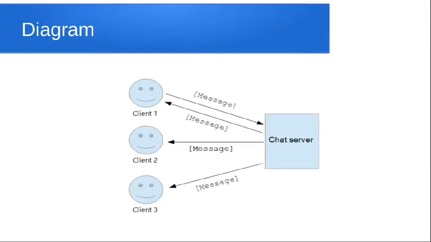Here you can see three clients are there: client 1, client 2 and client 3. You can consider these clients as a browser. So client 1 here is sending a message or request to the chat server, and the chat server is sending a message or response to client 1, client 2 and as well as client 3. And you can see that it is a bidirectional communication. So whenever client 1, client 2 or client 3 is sending some message to the chat server, it instantly sends that message to the rest of the clients.